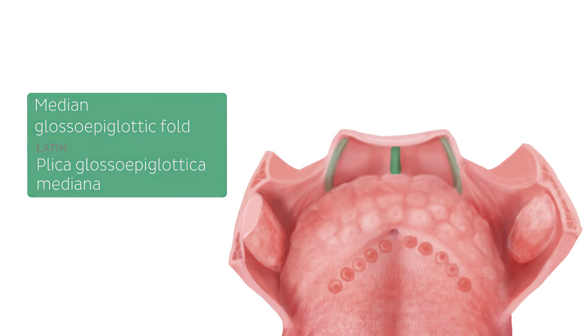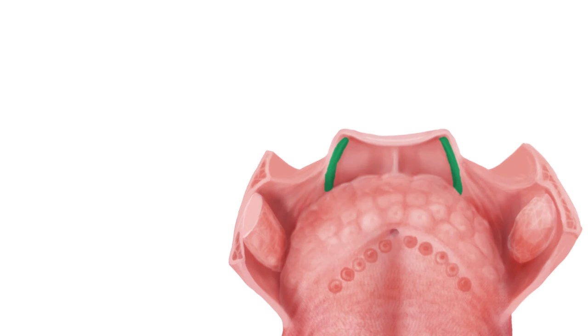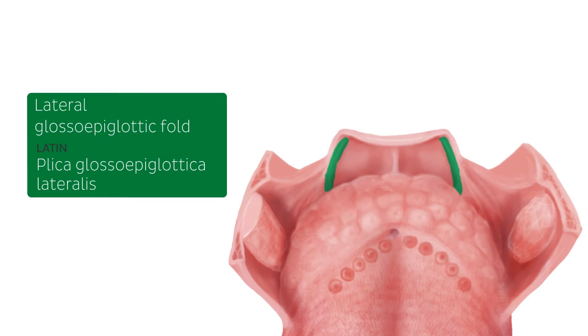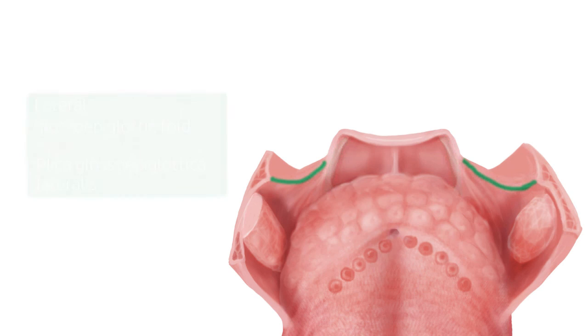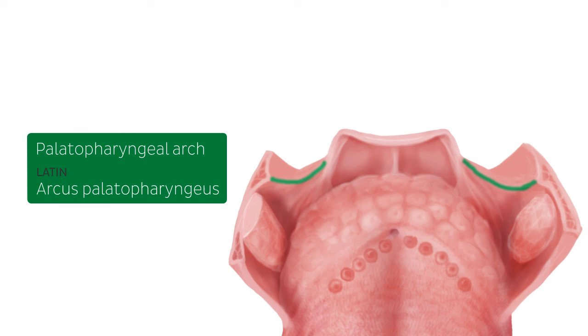On the sides, we're going to be finding these folds here, which are known as the lateral glossoepiglottic folds. And in the same way as the median glossoepiglottic fold, they are formed by mucous membrane. They are partially attached to the pharyngeal wall and are located between the base of the tongue and also the epiglottis.